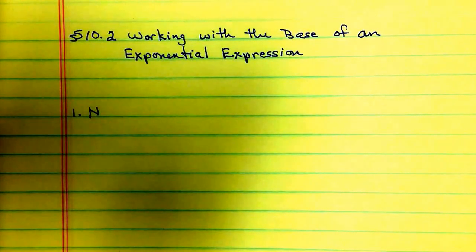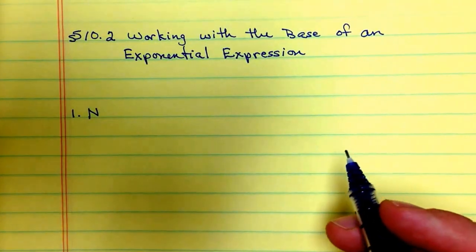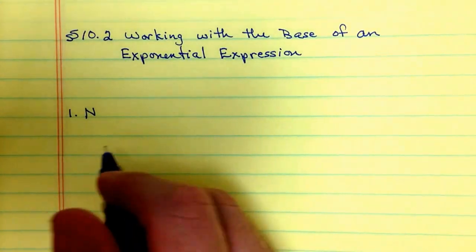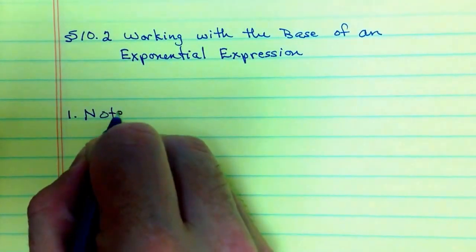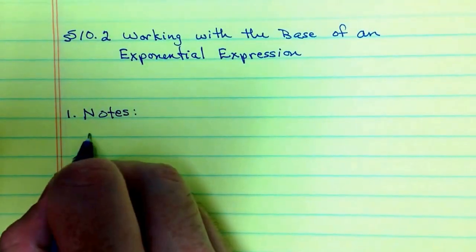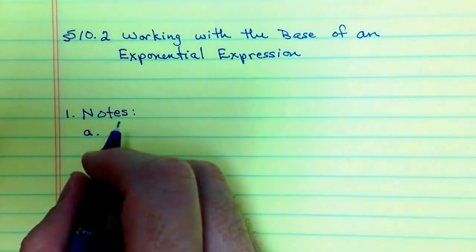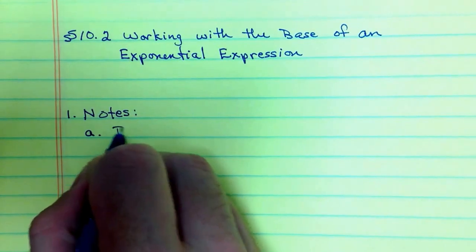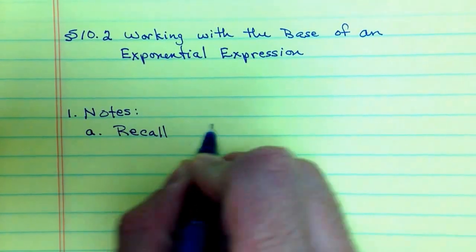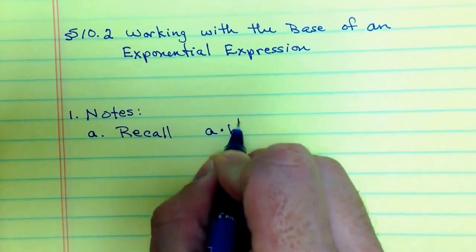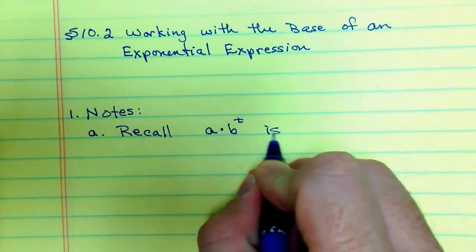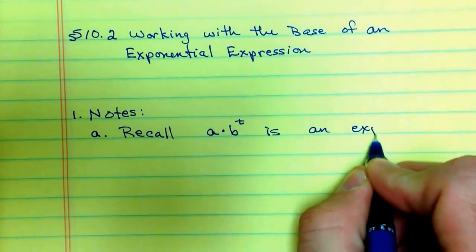Alright kids, it's time to start 10.2, working with the base of an exponential expression. So first we'll start with some notes. Big one, notes. Little a. Let's recall what an exponential expression looks like. So recall, a times b to the t is an exponential expression.